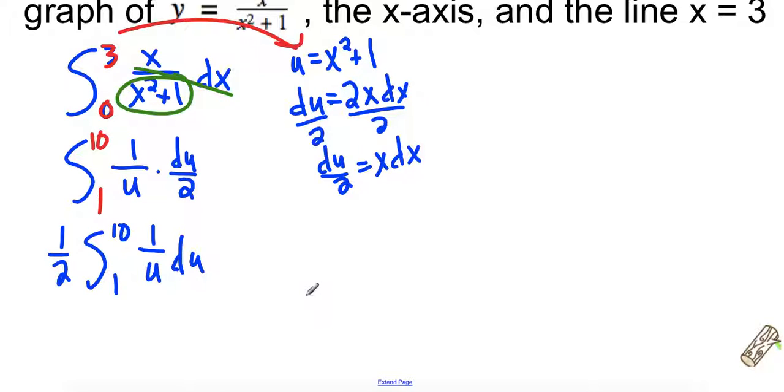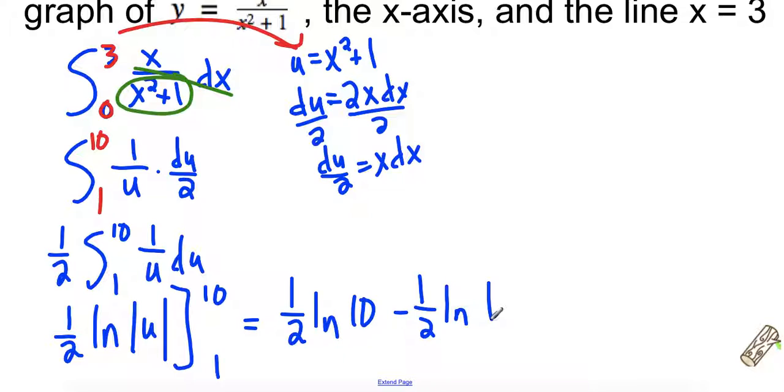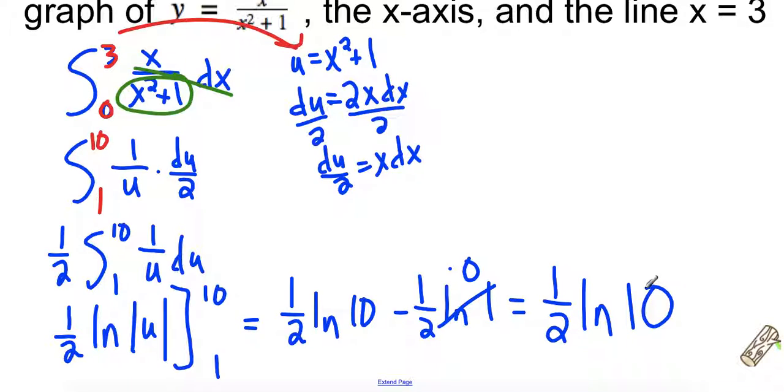And the antiderivative of 1 over u is natural log of u. Now I don't need the plus c because this is a definite integral, and we're going to evaluate from 1 to 10. So I'm going to plug in 10, so 1/2 natural log of 10 minus 1/2 natural log of 1. Okay. The natural log of 1, that is saying e to what power gives you 1? This is 0. The natural log of 1 is 0. Okay, so we have 1/2 times 0, which is just 0, so our final answer is going to be 1/2 natural log of 10. Okay, I want you to leave your answer like this.